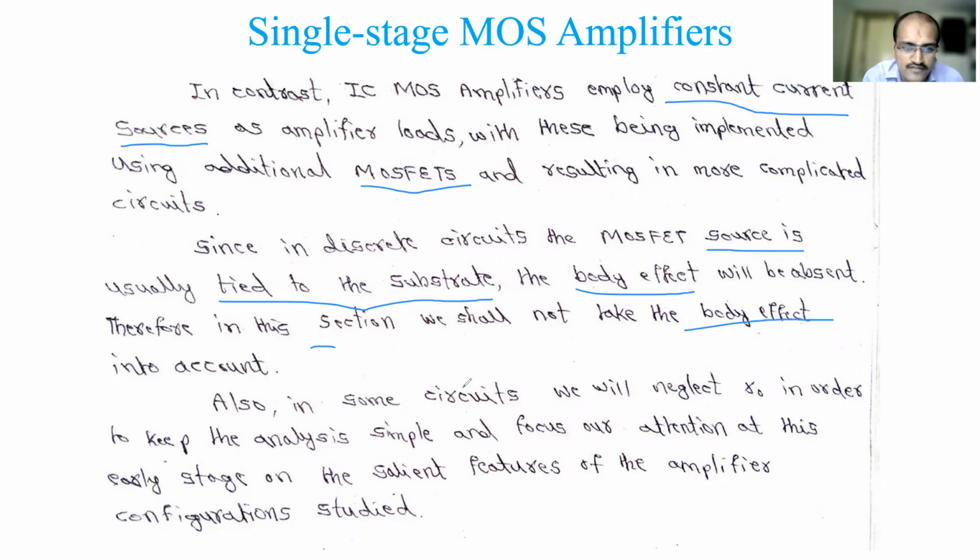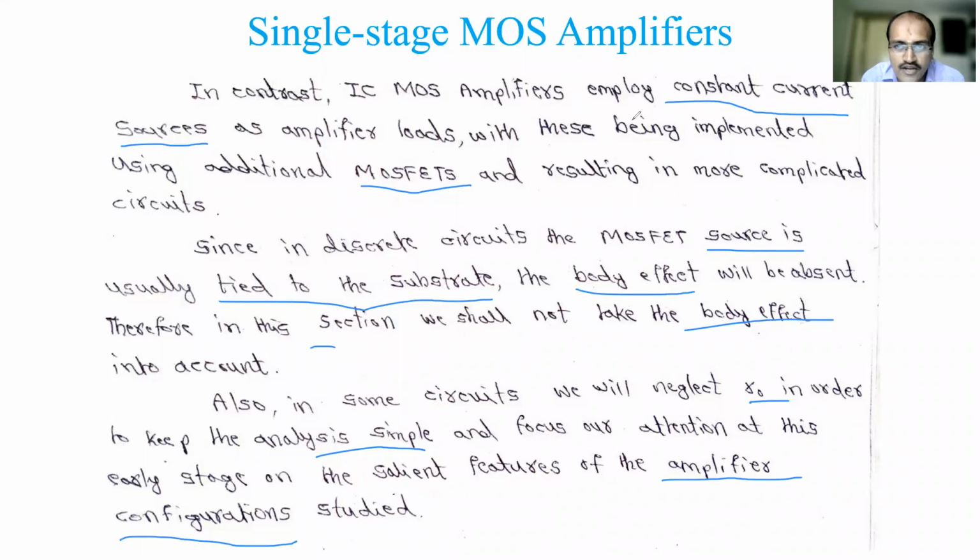So that is one point we are discussing, and also in some circuits we will neglect r0. In the hybrid-pi model of the MOSFET in the previous section, we had VGS, then a current source gm VGS, along with a parallel r0. Sometimes, for simplicity, we will not consider that r0. It is there, but for simplicity it is not used. Keep the analysis simple and focus our attention at this early stage on the salient features of the amplifier configuration. So here our main focus is on amplifier configurations. These are some of the points to remember before we proceed to the MOS amplifiers.